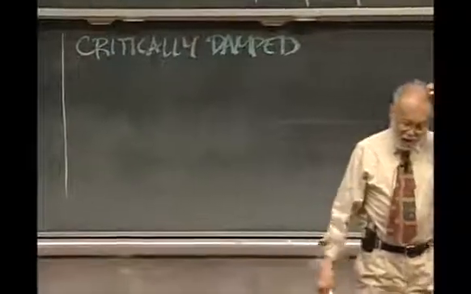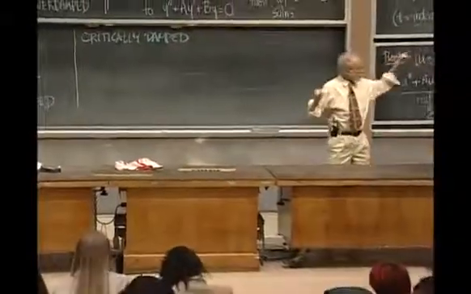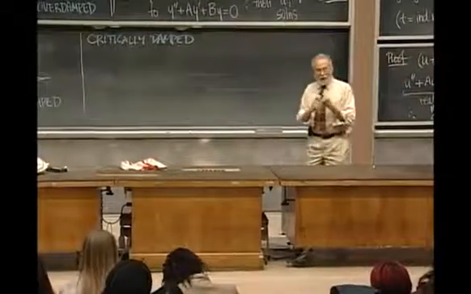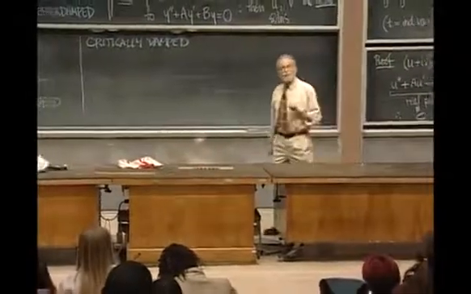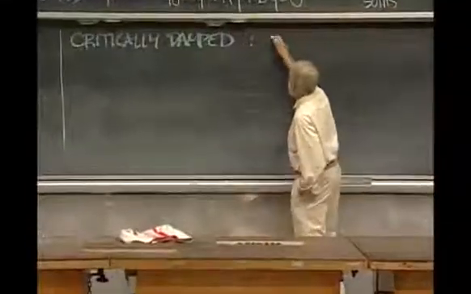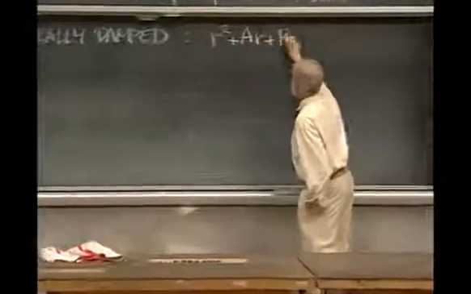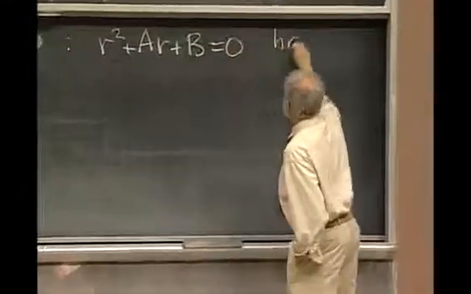Now, what's critically damped? It must be the case just in between these two. Neither complex nor the roots different. It's the case of two equal roots. So r squared plus ar plus b equals 0 has two equal roots.